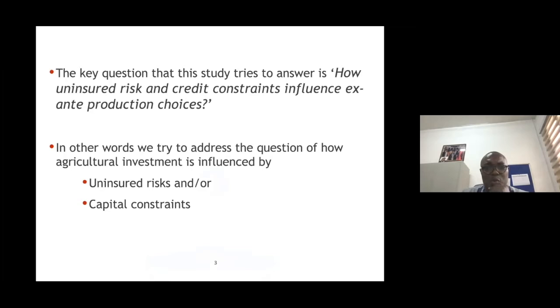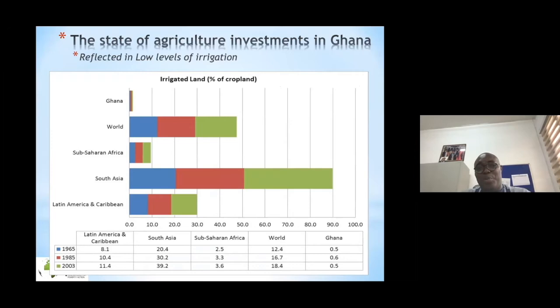I think that it's one fact that is established and still remains quite problematic today in sub-Saharan Africa relates to agriculture investments. Of course, we know that agriculture is dominated by smallholder farmers, and typically within the sector, investments are generally very, very low relative to other parts of the world. So if you take irrigated land, for instance, even within the sub-Saharan Africa region, Ghana seems to be very, very low. And already the sub-Saharan Africa levels are much, much lower than, say, what pertains in South Asia.